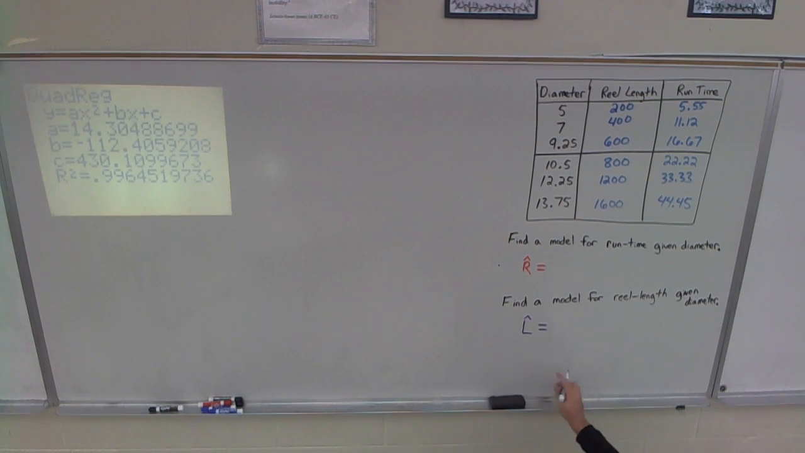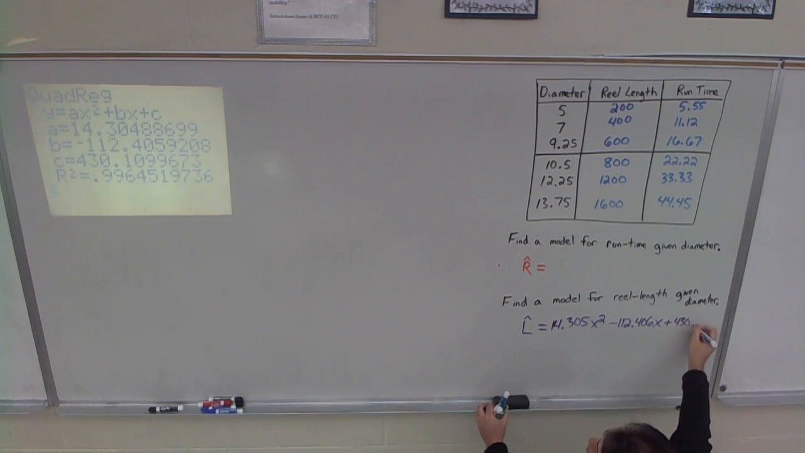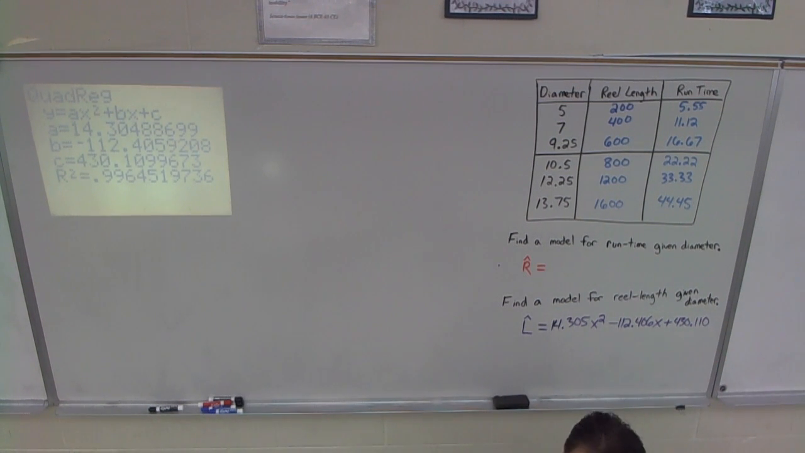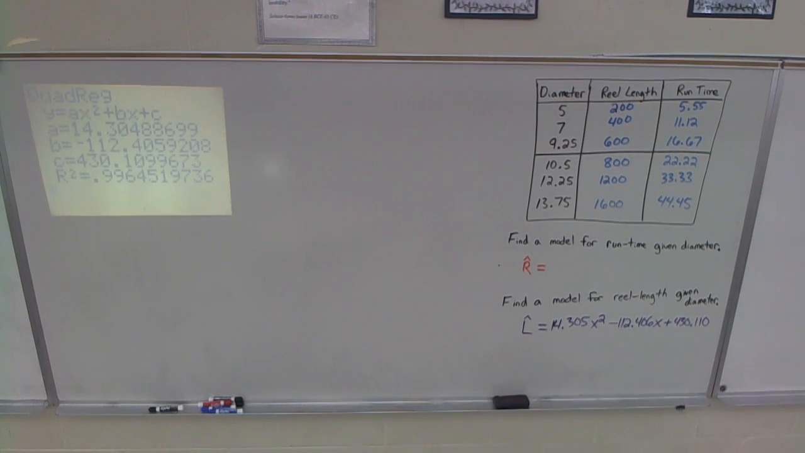So the first coefficient, A, is 14.305 on x squared. And then we have minus 112.406. Notice I'm rounding. And then plus 430.110. I'd recommend keeping at least that many decimal places. If you don't, sometimes when we're doing more advanced problems, you'll have issues. I'm sure we'll see that come up this year. Okay? So there we go.